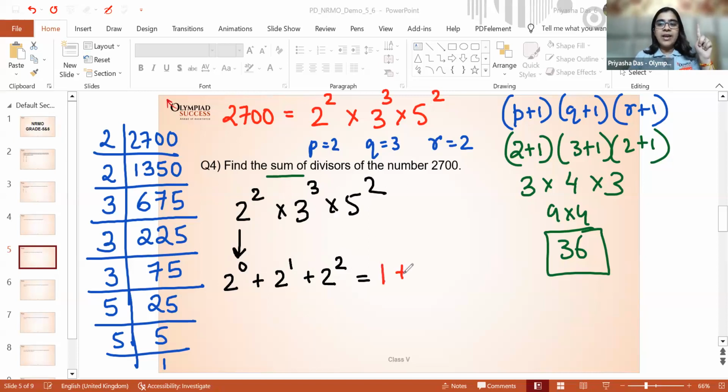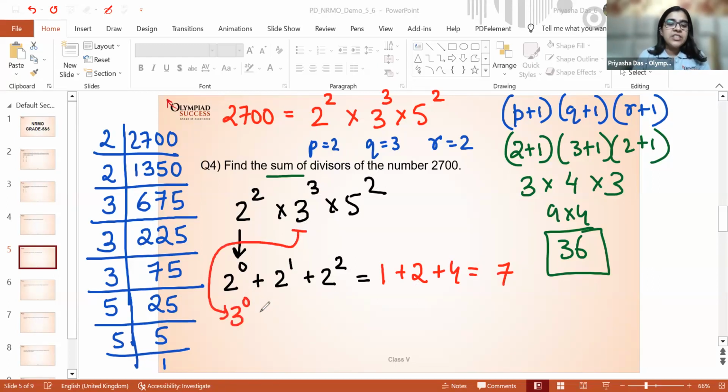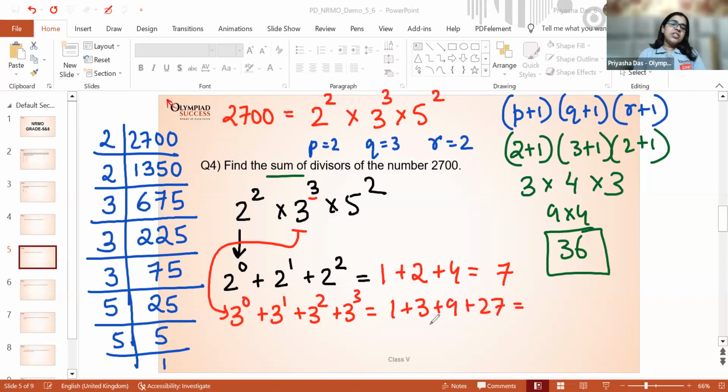1. 2 to the power 1 is 2. And 2 to the power 2 is 4. The sum is 7. Now come and try the 3. The 3 one, when we open it, is 3 to the power 0 plus 3 to the power 1 plus 3 to the power 2 till the last number, 3 to the power 3. 1 plus 3 plus 9 plus 27. 27 plus 3, 30. 30 plus 10, 40.